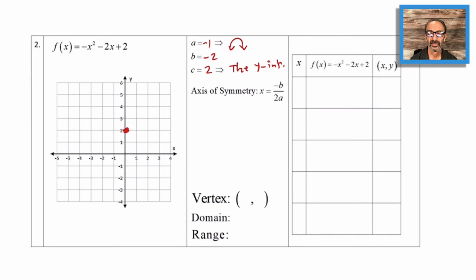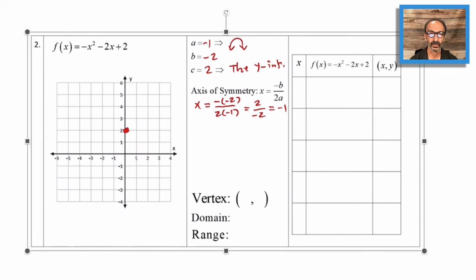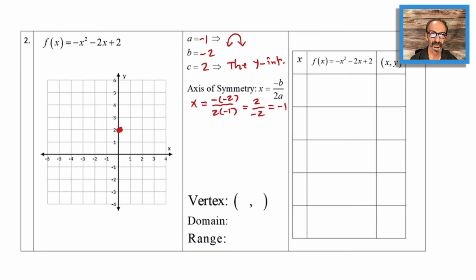Now let's find the axis of symmetry, which is x equals minus b over 2a. That's minus, or the opposite of b. B is negative 2 over twice a, and a is negative 1. You have to be careful with the negative signs. So the top part will be positive 2, down below it's negative 2. Divide 2 by negative 2, which is negative 1. So we do have an axis of symmetry at x equals negative 1, to the left 1 unit of the y-axis.